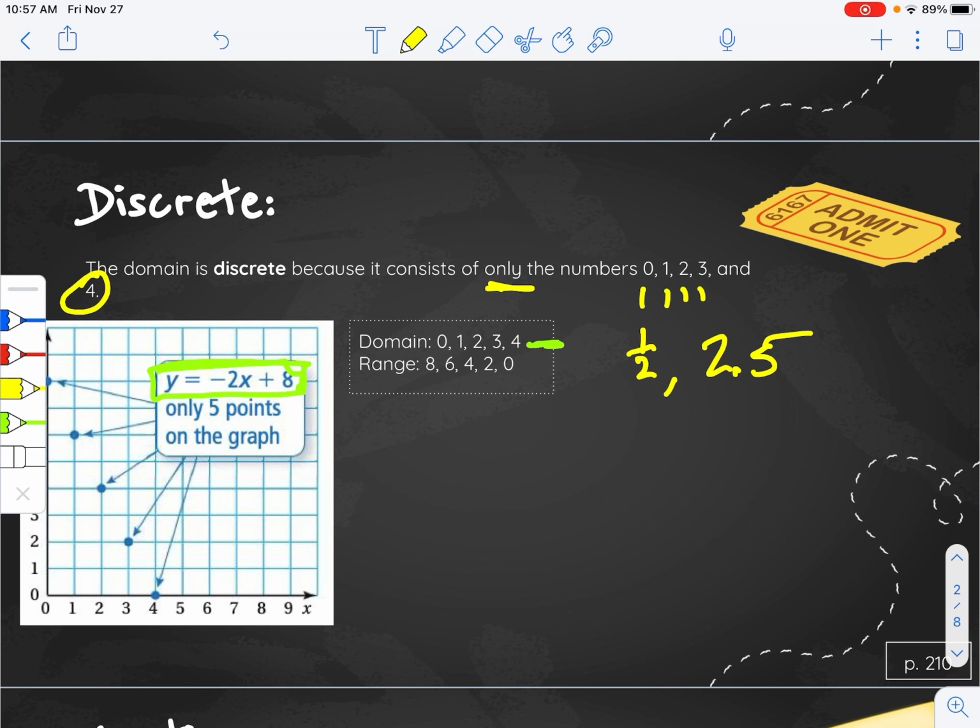Now, discrete doesn't always mean a whole number. It could include 2.5, but it has to be something that we list or something that makes sense with what the domain is. It wouldn't make sense to have 2.5 tickets.